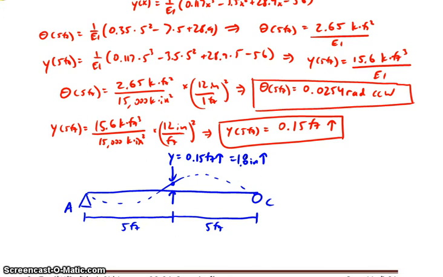For the rotation, from our point of interest, we draw a horizontal line to the right. In addition to that, we draw a tangent off of our deflected shape, also to the right. And that is how we measure the angle. And that is the angle we have to label. So we label that. Rotation at that point is equal to 0.0254 radians counterclockwise, or 1.46 degrees counterclockwise.